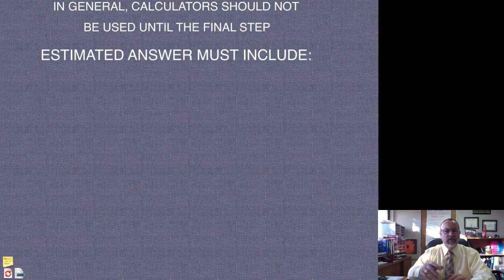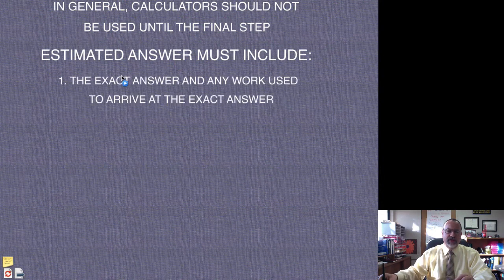So as I said, in general, the calculator should not be used until the final step. So what steps should I see then as far as your work? When we are required to give an estimated answer because the problem says round off to the nearest tenth, or because we're finding the length of something, then this is what I must have on each of your problems. I must have the exact answer. In other words, I should have the starting point of your problem, all the algebra work should be done, and then down at the end, the very last thing I should have is just what the variable or unknown measurement equals in an exact form.